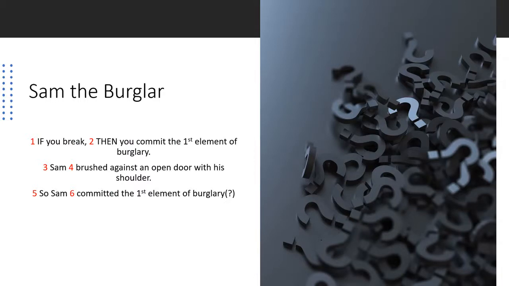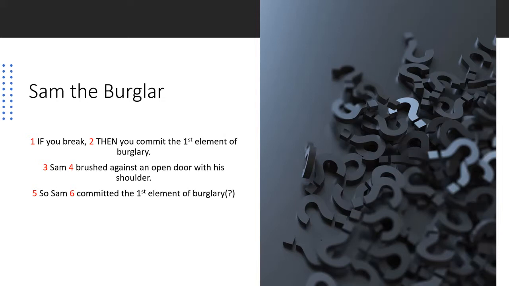If you break, then the first element of burglary is met. That's your if then. Let's say we're applying it to Sam. And Sam brushed against an open door on his way into a house with his left shoulder. Okay, that's the fact pattern. Now, the issue there is not whether Sam committed burglary. The issue there is not really, I mean, in terms of the deep issue, it's no problem saying the issue is whether Sam committed the first element of burglary. I mean, you're not going to lose points for that.